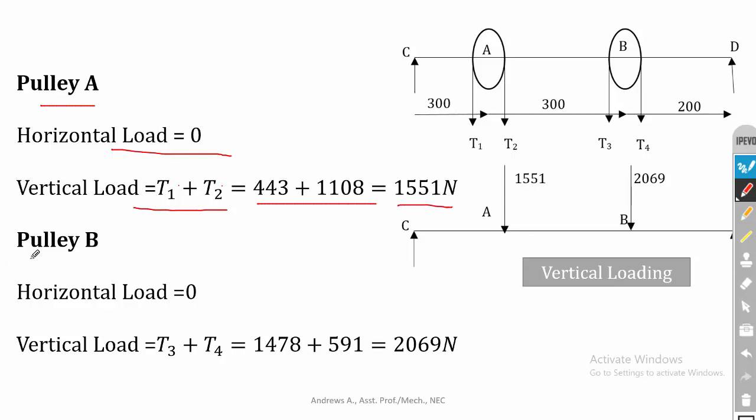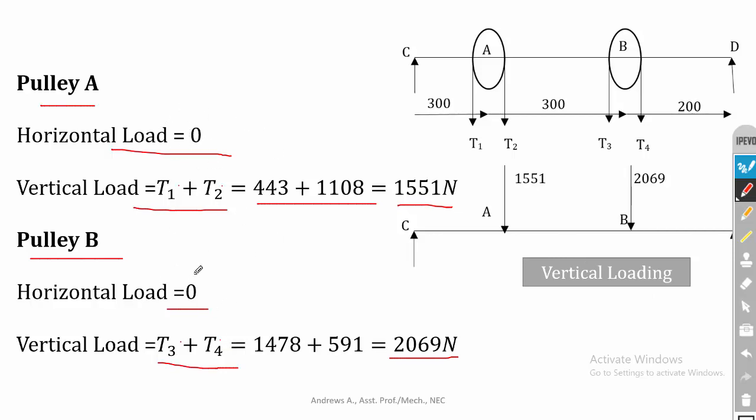In the case of pulley B, there is no horizontal load since the belt is acting in the vertical direction. So vertical load is equal to T3 plus T4. That is very important. So T3 plus T4 is equal to 2069 Newton. Now you can draw the vertical loading. You don't need to draw the horizontal loading since there are no horizontal loads acting.